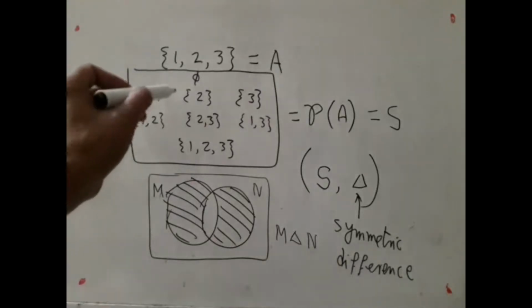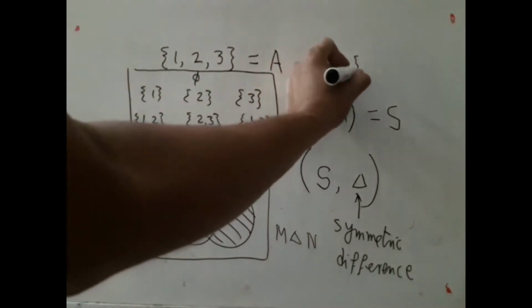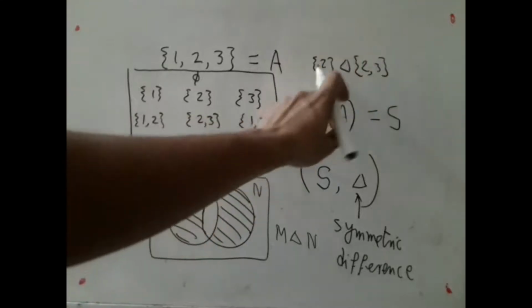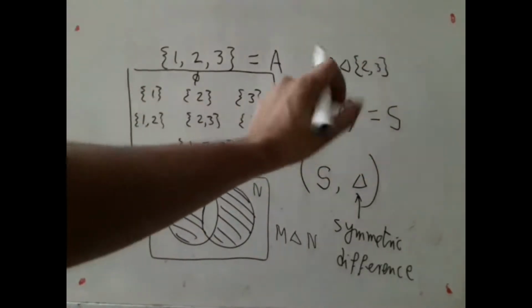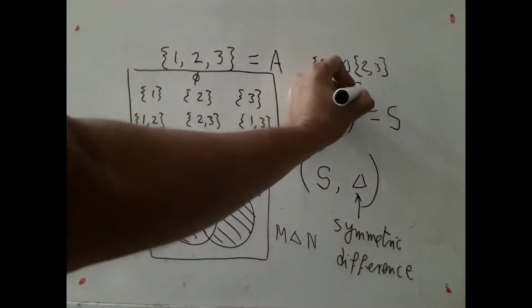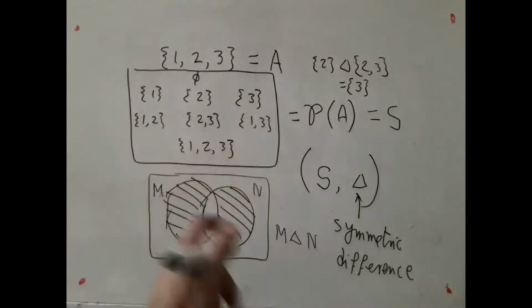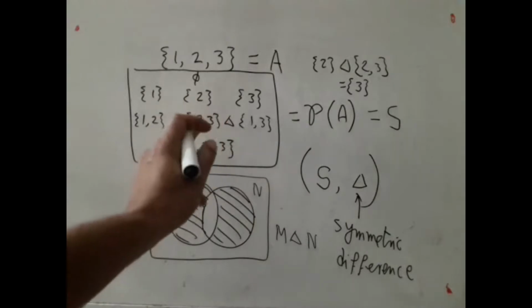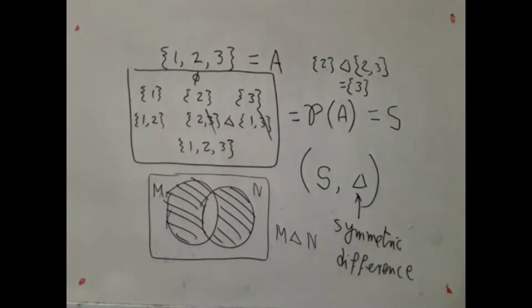Suppose I am trying to find symmetric difference between {2} and {2, 3}. So I will take all the elements in this set which are not here, well, there is no such element, and all the elements which are here but not here, there is only 3. So the rule is you cancel out the common elements and see whatever remains. Similarly, if I say {2, 3} and {1, 3}, their symmetric difference will be, you cancel out the common elements, 3, you are left with only {1, 2}. That's it.